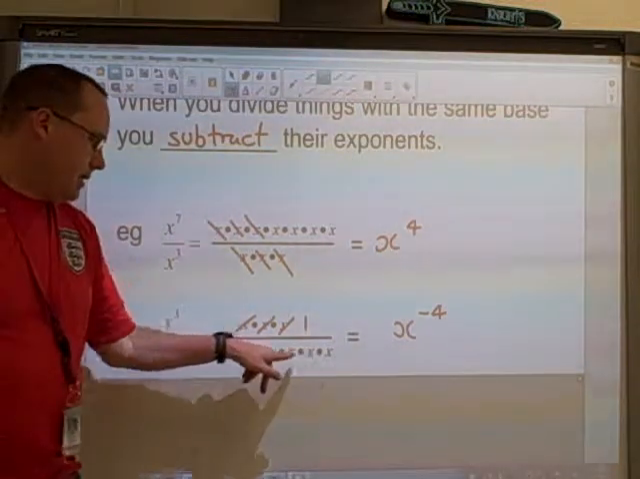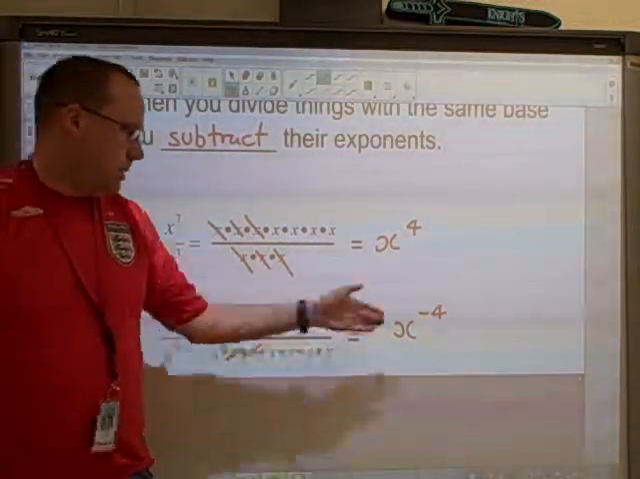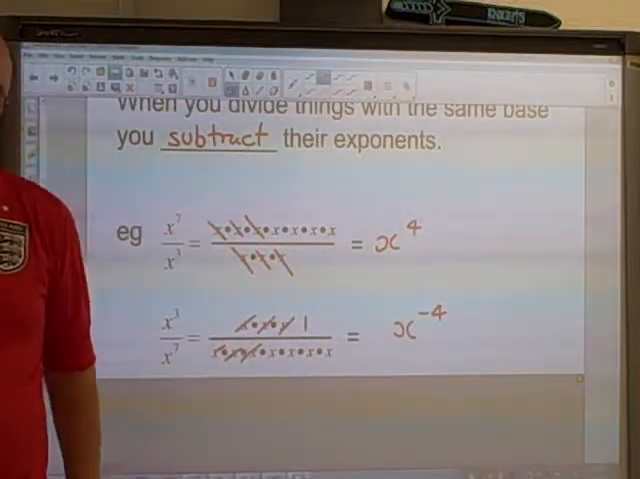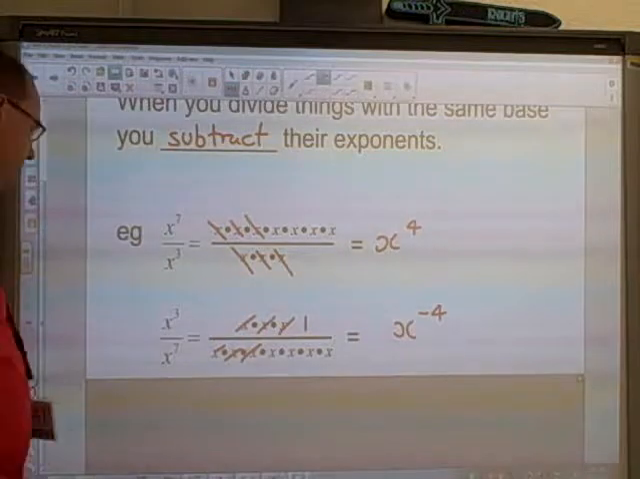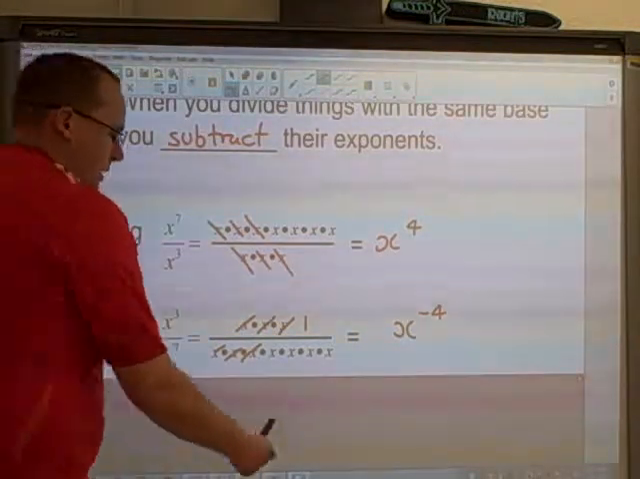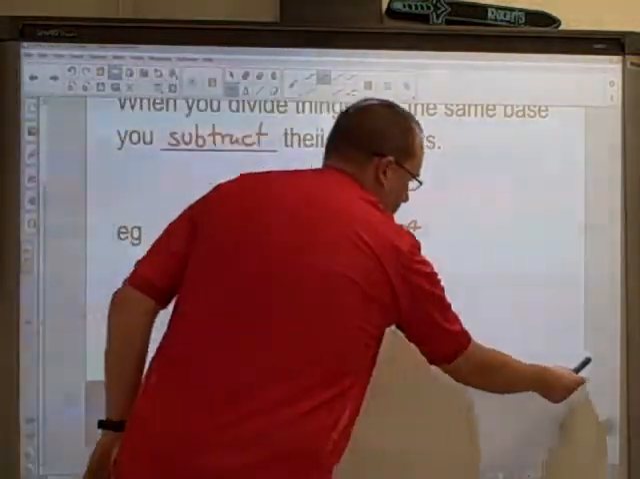So notice how many x's I have on the bottom here. 4, and that's actually what the negative exponent tells you. The negative exponent tells you how many x's you have on the bottom of the question. So there is a way we can use that as our 4th rule.